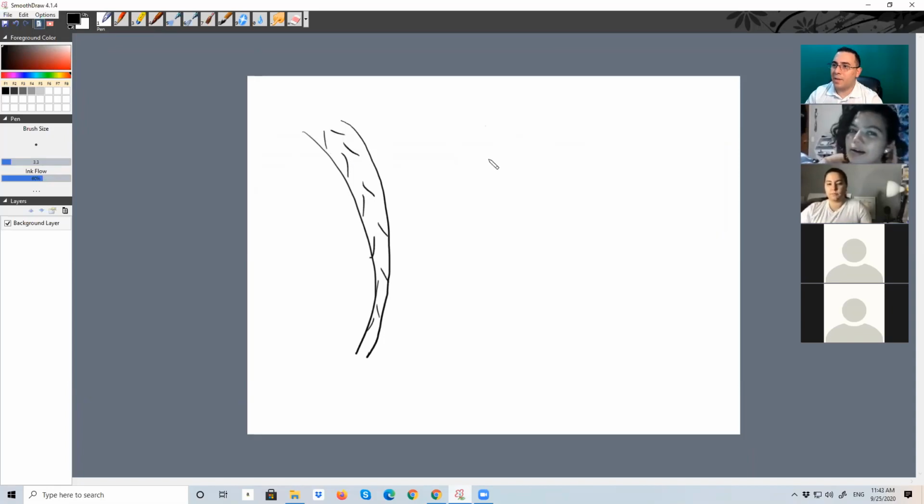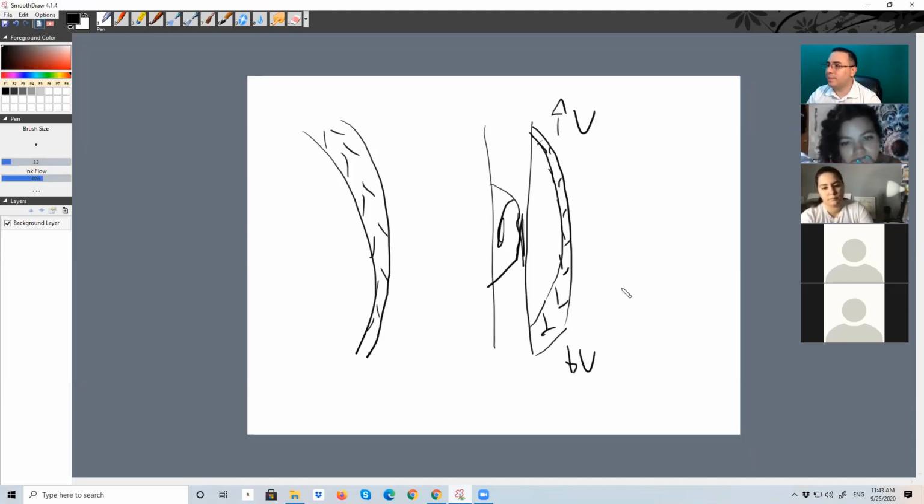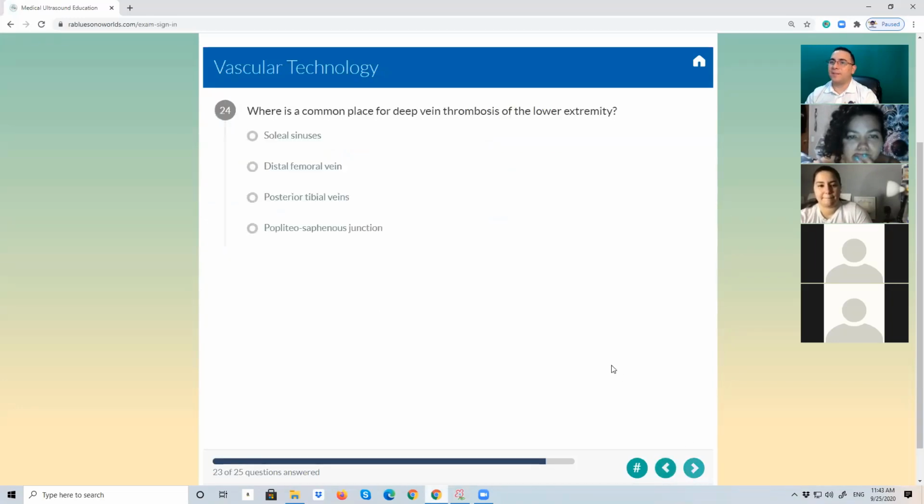All right. Now this is the superficial femoral artery right here. You have the stenosis in here. What happens is that now the big diameter will be positioned distal, and the small diameter is going to be positioned proximal. So this is the direction of the valves in here. High velocity here, and then low velocity here. I was thinking it was the other way around. Yeah, it tends to confuse. All right, so let's go to the next one.